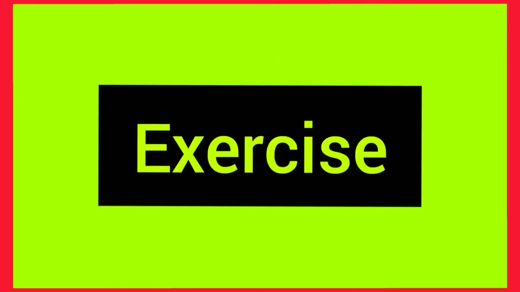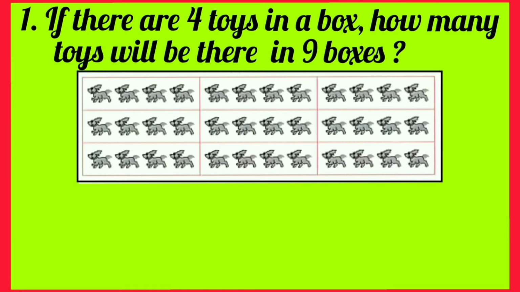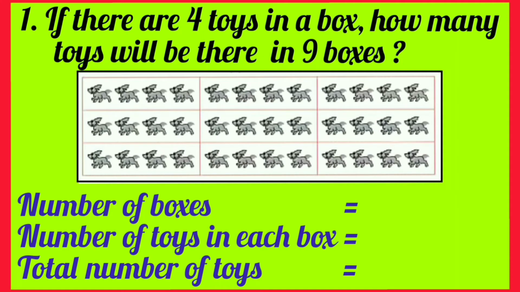Let us complete the following exercise. First one. If there are 4 toys in a box, how many toys will be there in 9 boxes? First, we have the number of boxes. Children, how many boxes are there? 1, 2, 3, 4, 5, 6, 7, 8, 9.